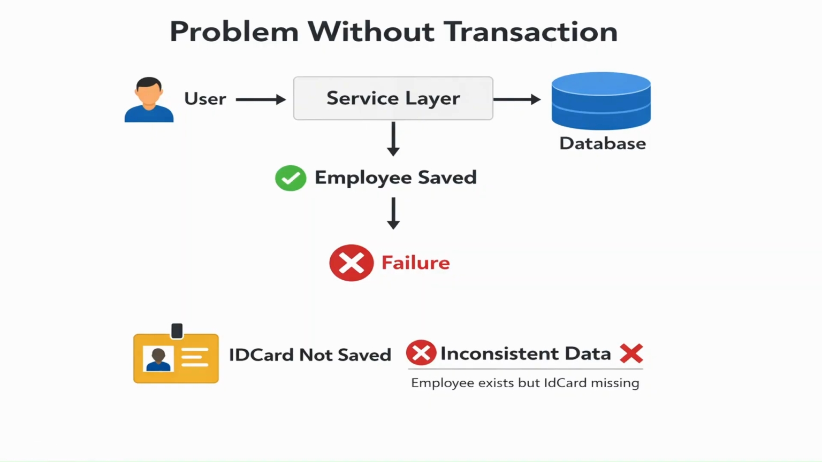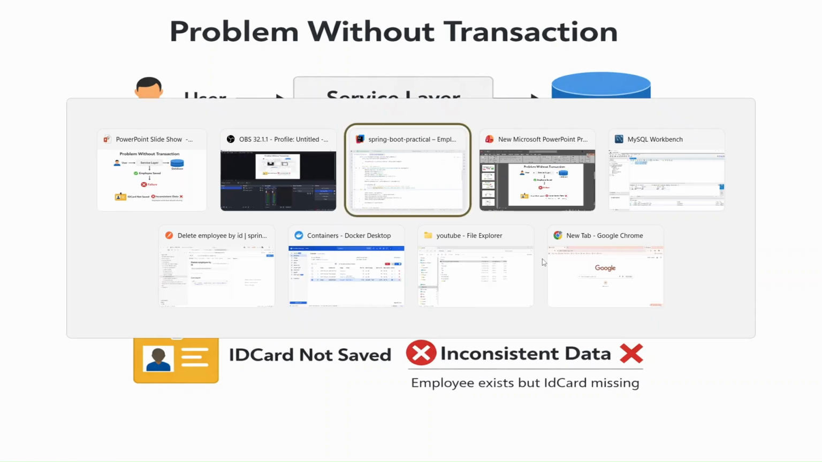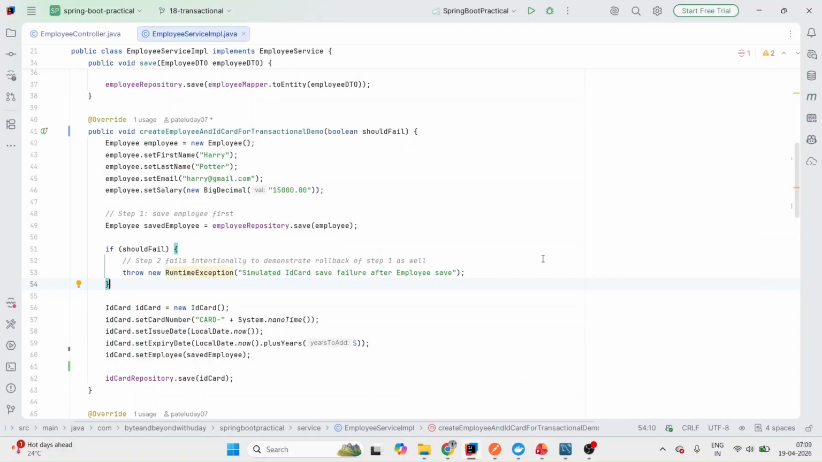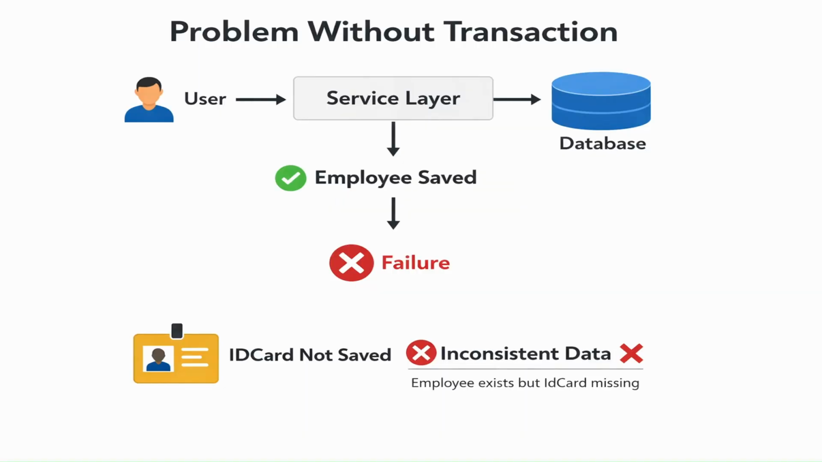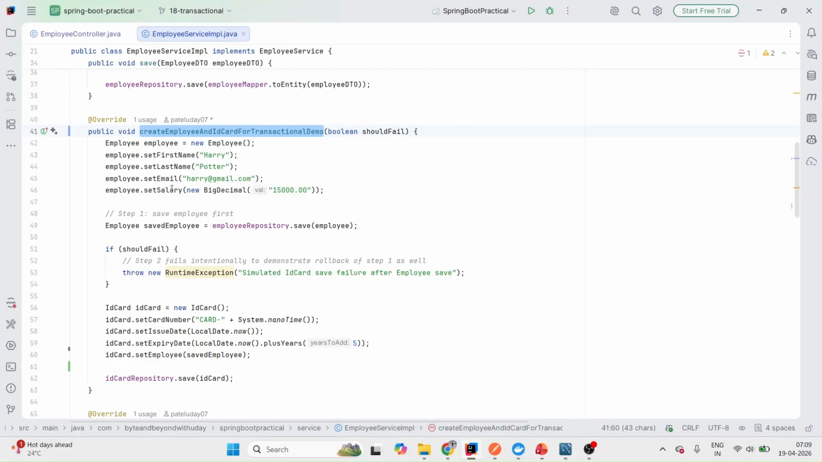So let's jump to the practical and let's see the problem for real. I have prepared one API to demonstrate this problem. Here is the service layer method where we are going to simulate this problem. This method name is create employee and ID card for transactional demo. This is pretty simple.